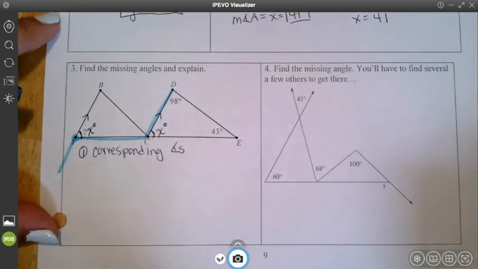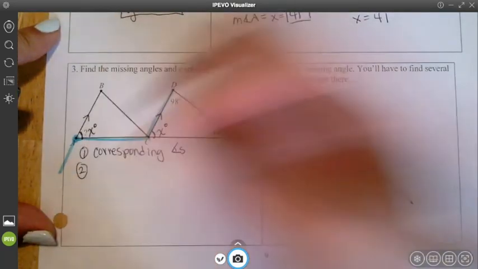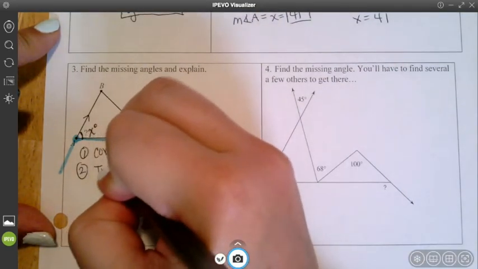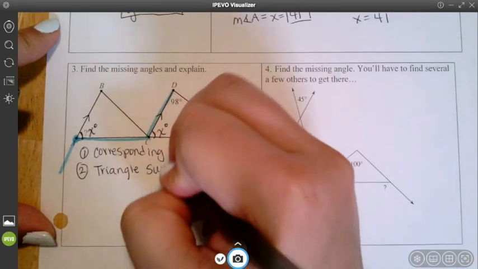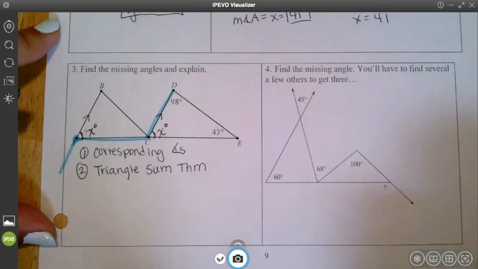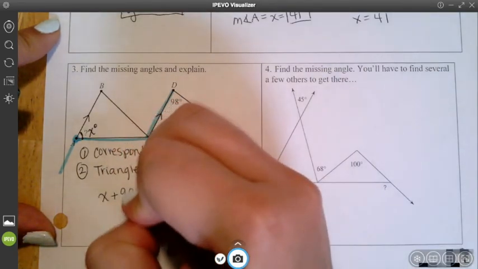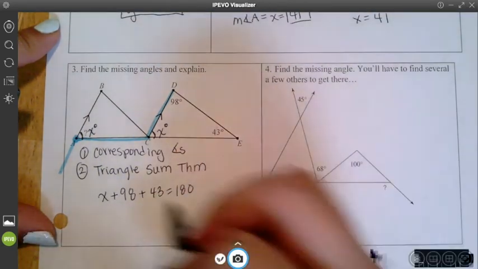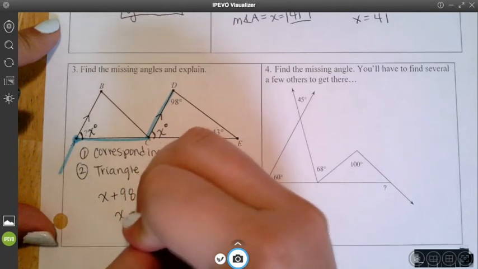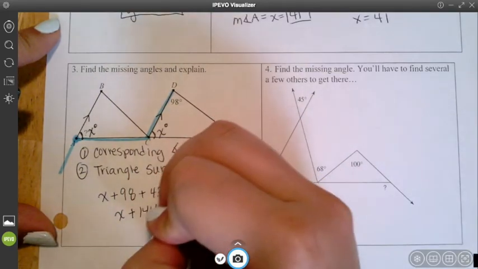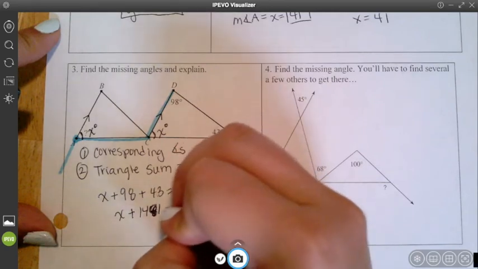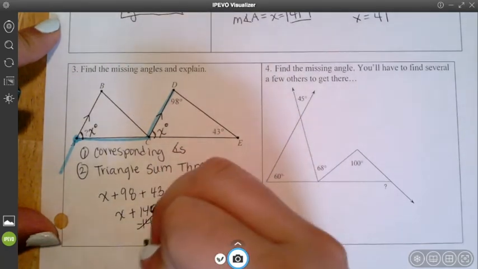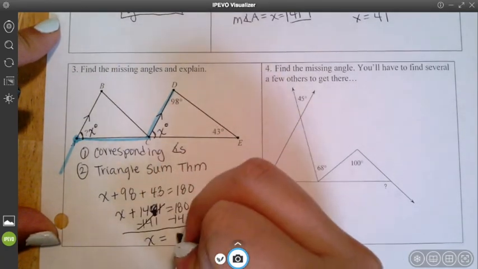And then second, we can say, hey, I have 3 angles inside of my triangle. This is the triangle sum theorem, which says that x plus 98 plus 43 equals 180. 98 plus 43 is 141. x equals 180 minus 141, x equals 39 degrees.